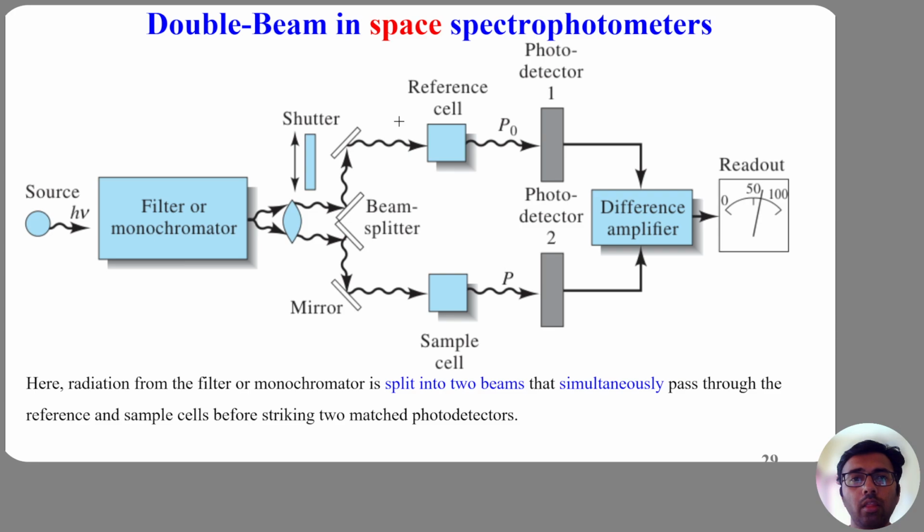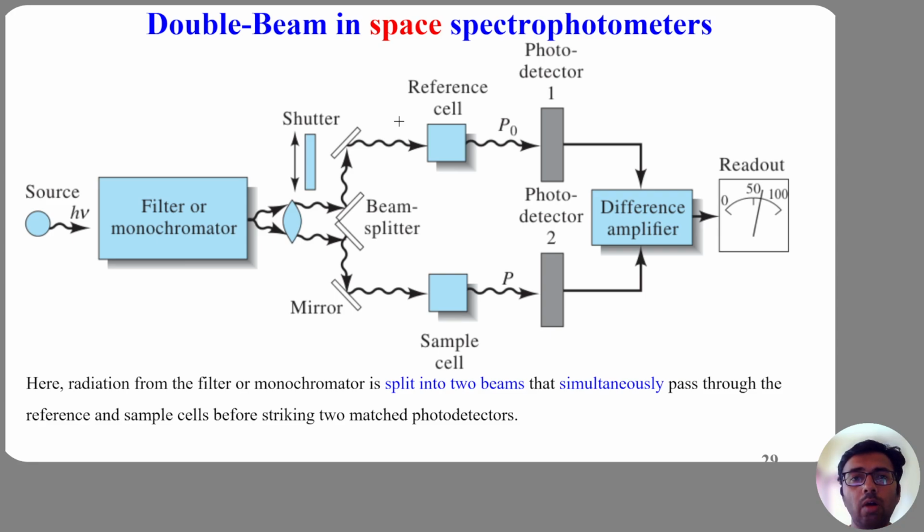One beam passes through the reference cell, the other beam passes through the sample cell. These beams travel along separate spatial paths. After interaction with the cells, each beam strikes its own photodetector. We now have photodetector 1 for the reference signal and photodetector 2 for the sample signal.